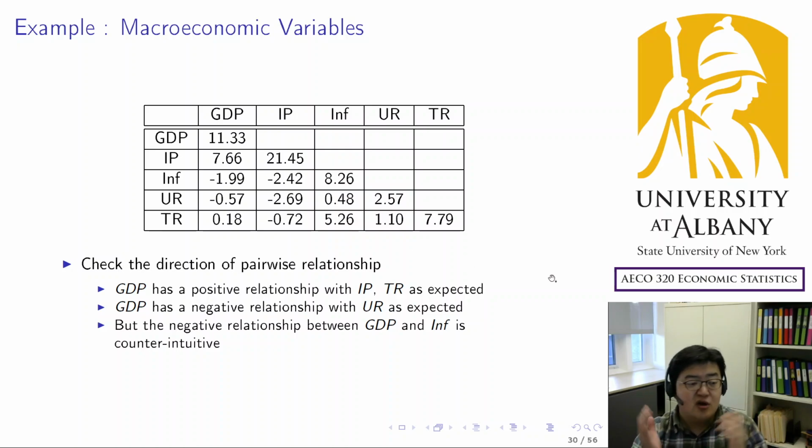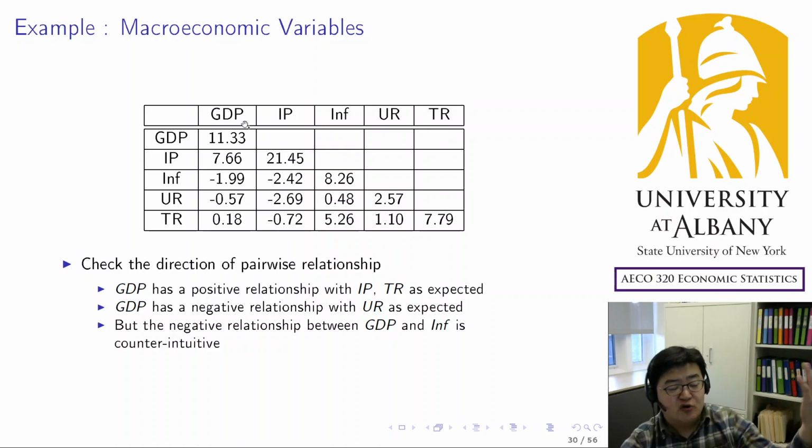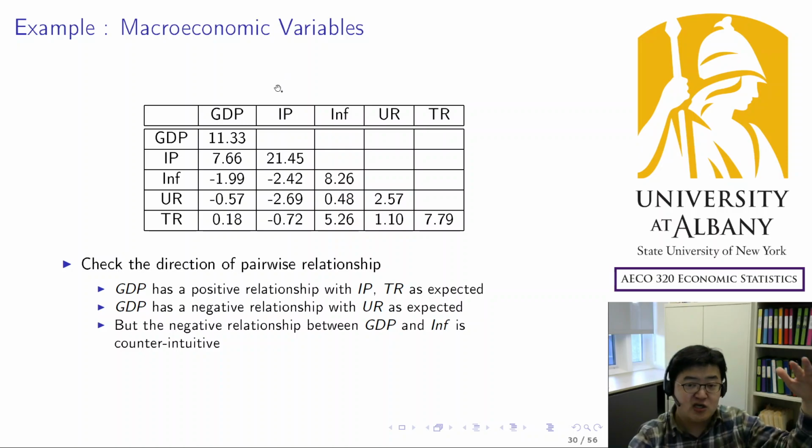So now you have to explain if it makes sense macroeconomically. Industrial production, the more you produce, of course GDP should be higher. And if your GDP growth rate is higher, that means your future expectation should be higher, so the interest rate must be higher.